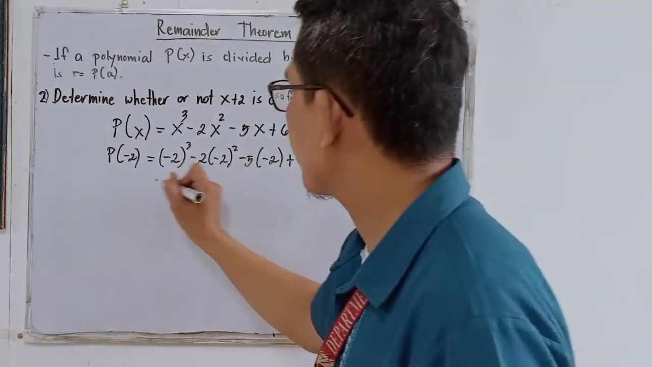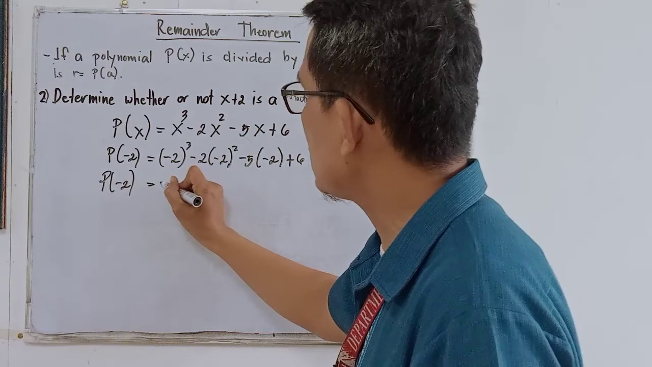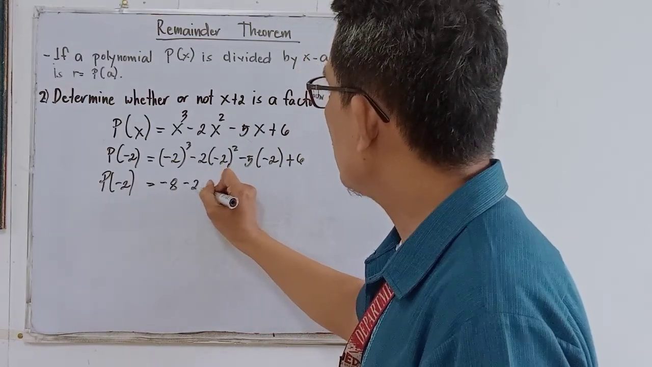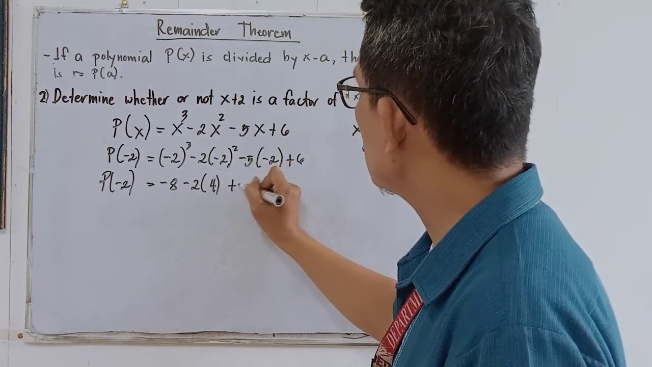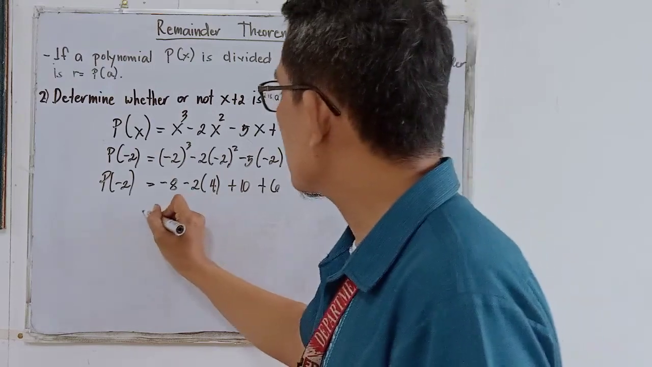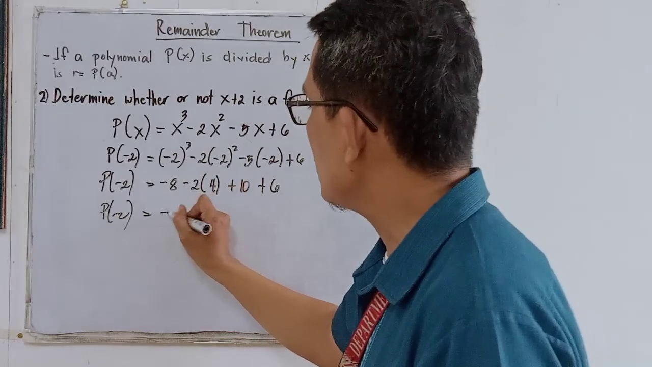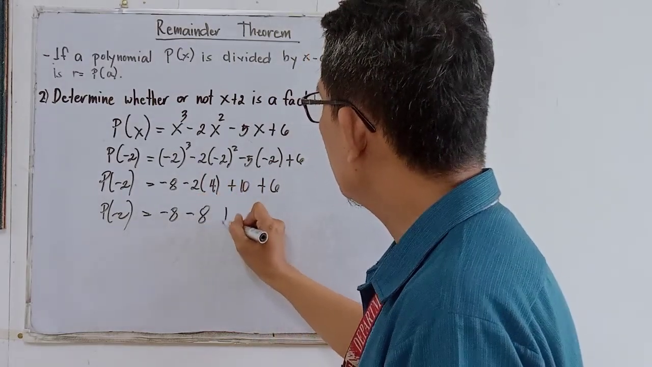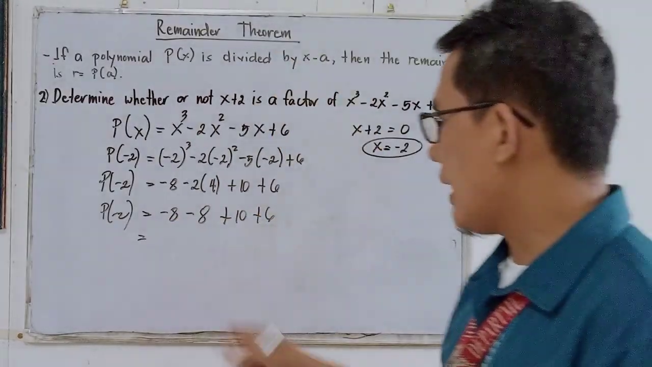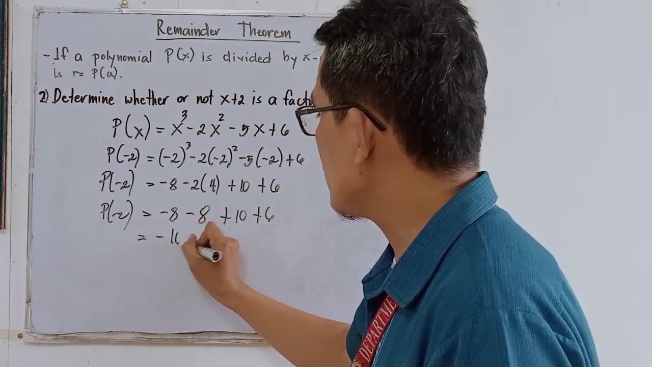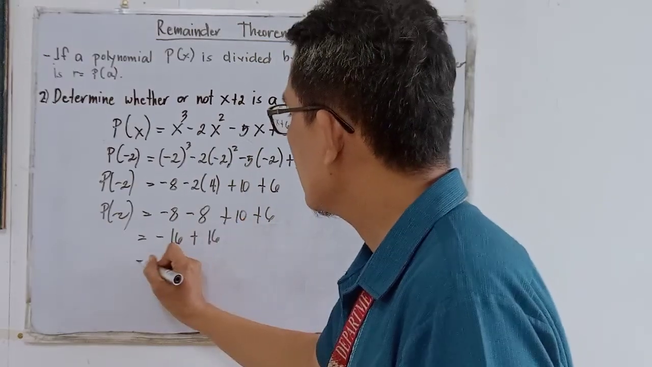Then we simplify. So this is our p of negative 2. Negative 2 times negative 2 times negative 2 is negative 8, minus 2. Negative 2 squared is positive 4. Negative 5 times negative 2 is positive 10, plus 6. So our p of negative 2 now, we simplify. First, this one is negative 8. This is negative 8 plus 10 plus 6. So then we simplify. Negative 8 plus negative 8 is negative 16, plus 10 plus 6 is 16.